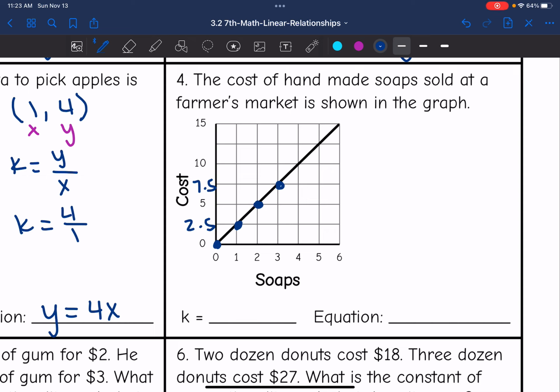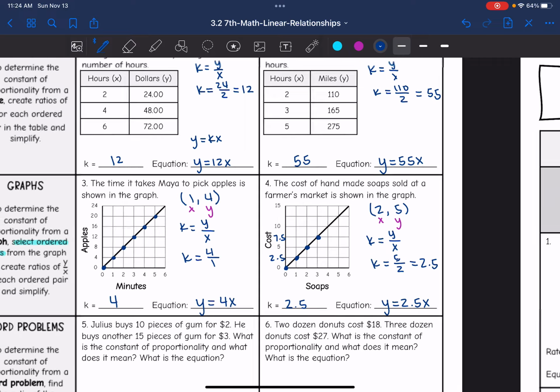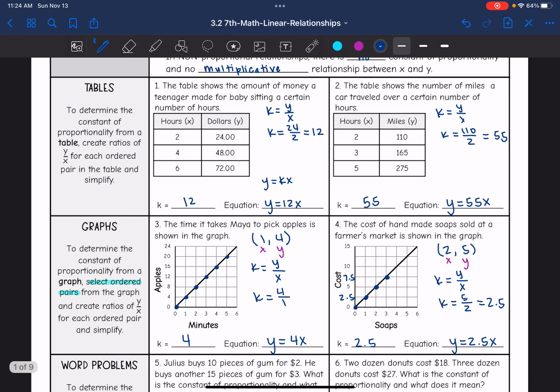I'm going to change it up, and I'm going to use this second ordered pair, 2, 5. So x is 2 and y is 5. So whenever I do y divided by x to find k, I will do 5 divided by 2. And 5 divided by 2 is 2.5. So our constant of variation is 2.5. So the equation is y equals 2.5x.